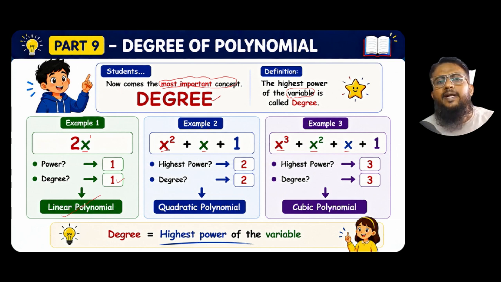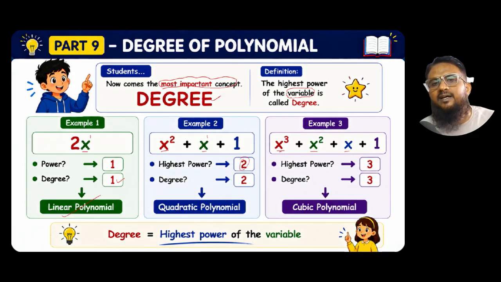Example 2, x square plus x plus 1. The whole expression is a polynomial, right? See the degree of the polynomial, that is based on the variable. The variable is x. So here in this x, the power is 1. In this x, the power is 2. Which is the highest power? 2 is the highest power. On the basis of the highest power 2, if the power is 2, it is a quadratic polynomial.